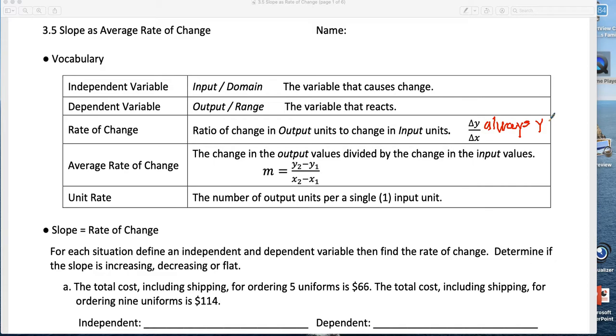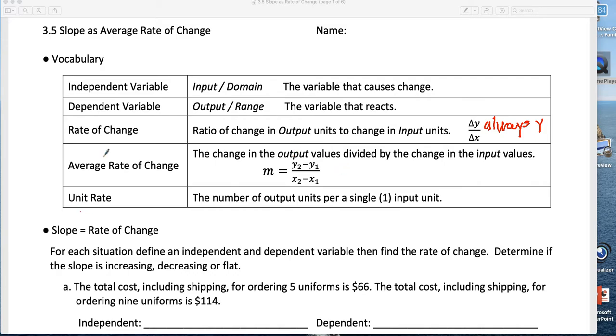All right, so the average rate of change is a calculation. And you've seen this formula before. This formula is for finding the slope. And it says the change in the output values divided by the change in the input values. So in order to use this formula, all I need is 2 points. And we're going to do that today.